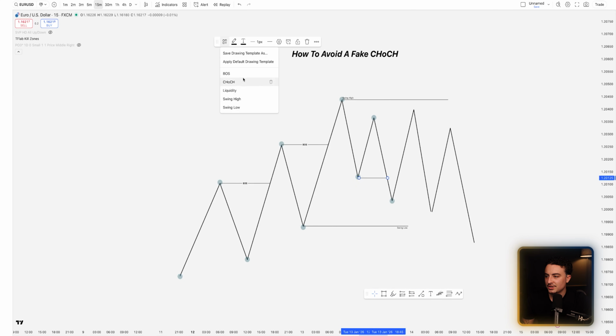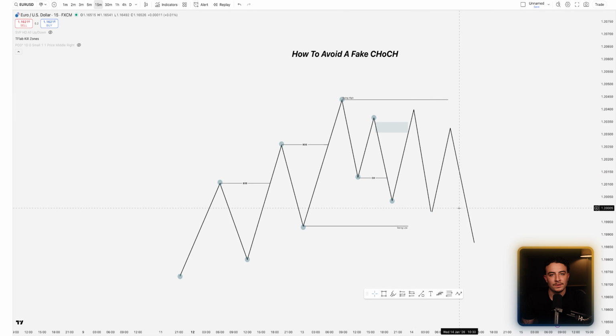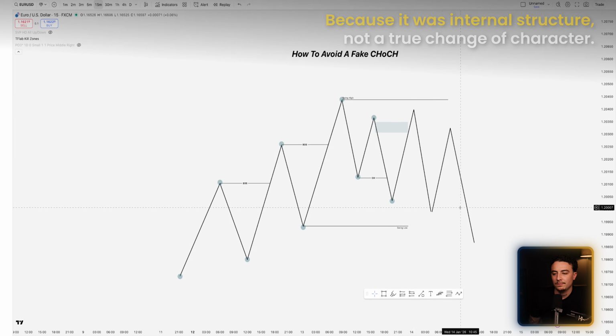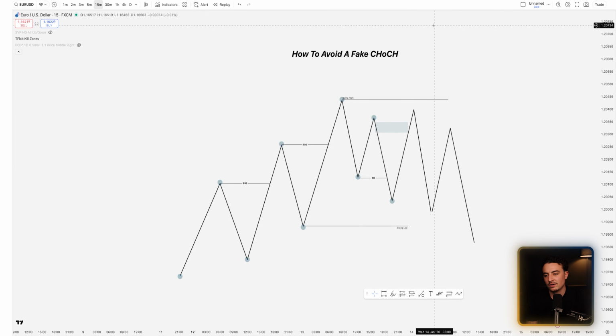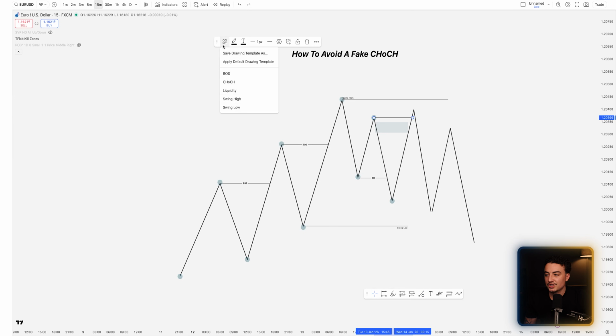Then because they think that's a change of character, they think, okay, I'm going to enter in here. And then what happens? Price trades straight through it. And the change of character didn't work because it was internal structure and it was never a change of character. Price stayed bullish the whole time. Then price comes up, takes the high. They think this is the change of character, okay? So they look at this as a change of character again.